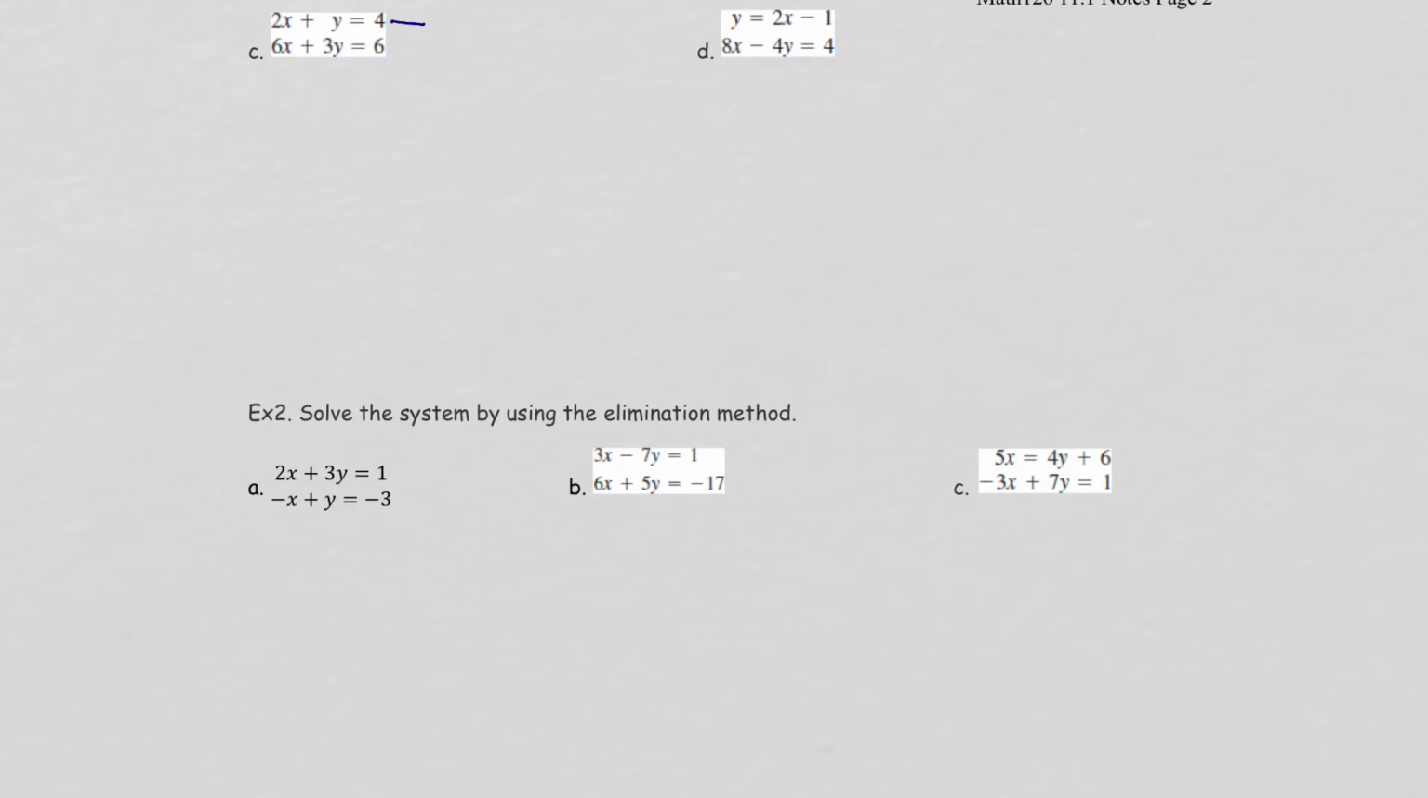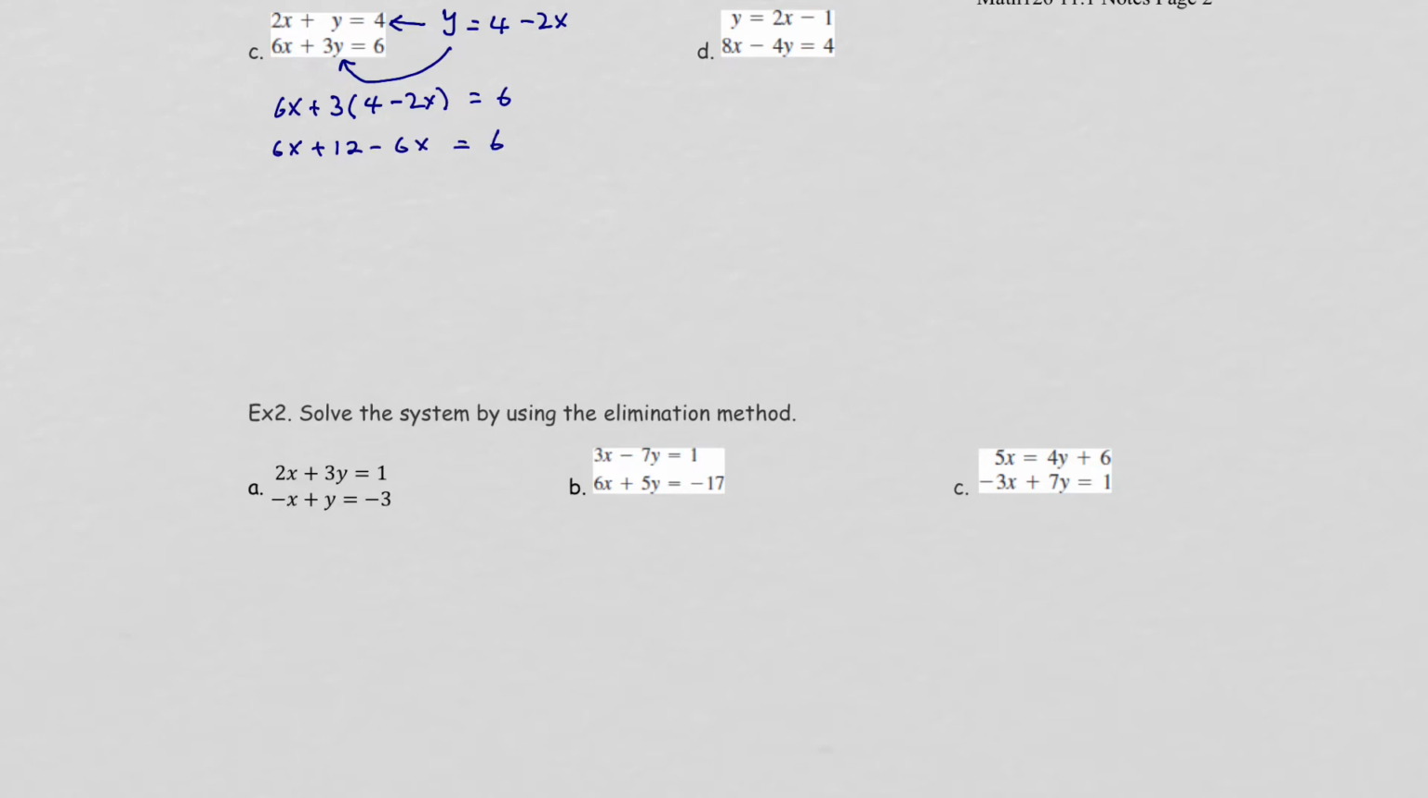So I will pick the first one, solve for y. I get 4 minus 2x. Replace that into the other equation. I get 3 times y, which is 4 minus 2x, equals 6. When I open the parenthesis, I get 12 minus 6x equals 6.